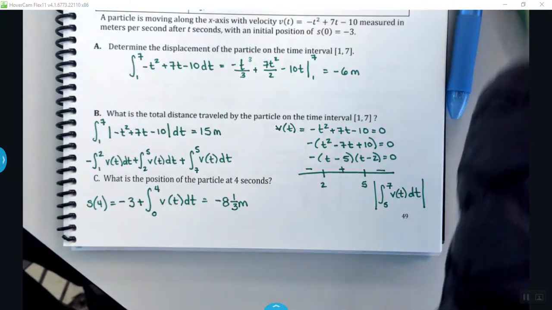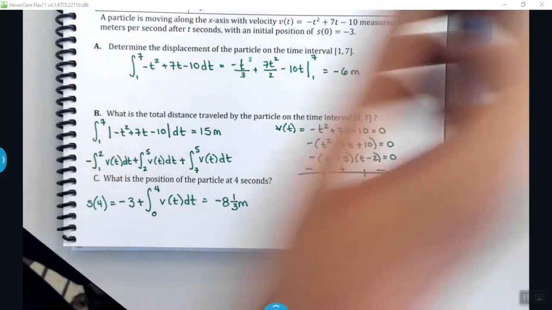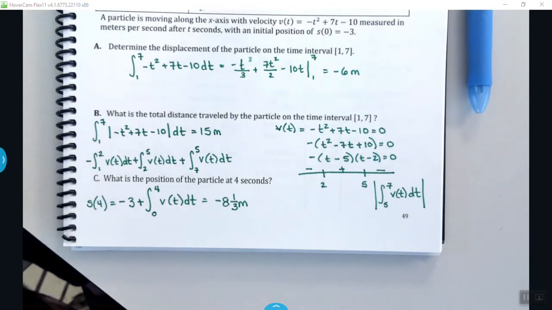Okay, do you understand the difference between the 3 things? So that is particle motion, part 2.